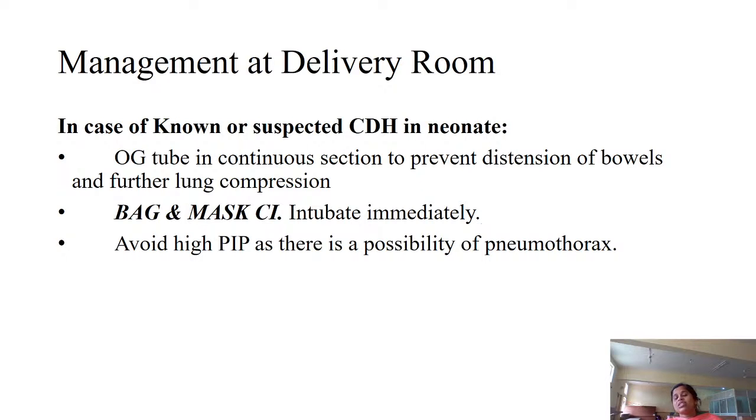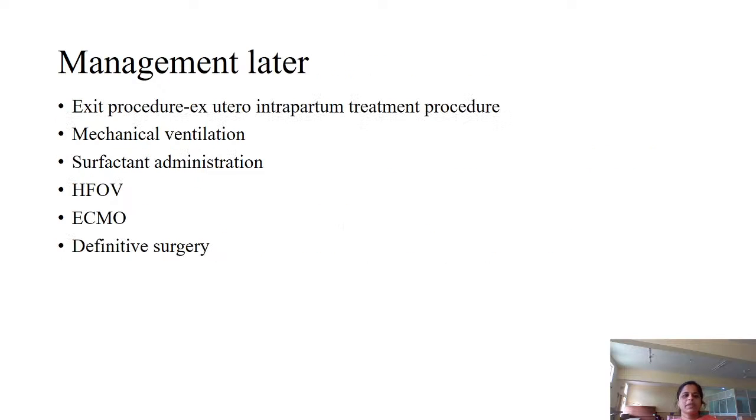So as I said, bag and mask is contraindicated. Continuous OG suctioning needs to be done so that the distension of the stomach comes down. So you prevent distension of the bowels and further lung compression. Because of the maldevelopment, a hypoplastic lung is already susceptible to pneumothorax. So make sure that the peak inspiratory pressure you drive into the child, either via bag and tube ventilation or when you attach the baby to the ventilator, is not quite high, because there is always a possibility of pneumothorax. Later, yes, mechanical ventilation.